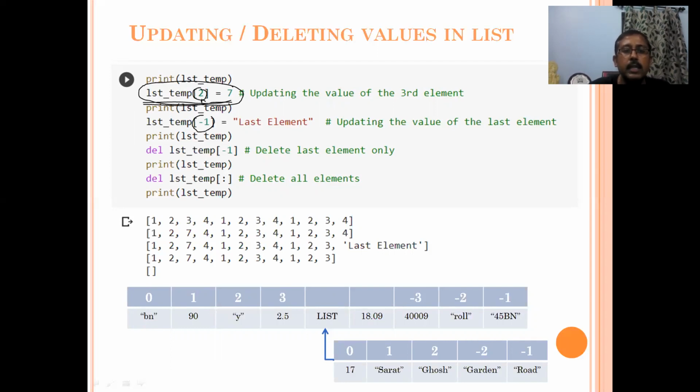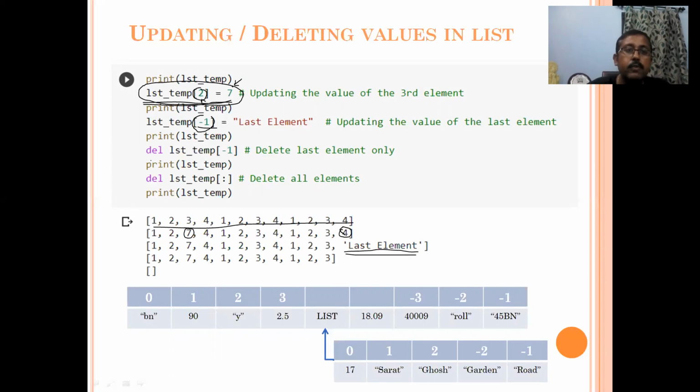Here I have updated the third element of the list and the last element of the list. If you see, this was the original list. Now I just changed the third element with a 7, right? So this is how I had done the update. Then again, I have just replaced the last element, which was a 4 earlier, with a string value. This is also permissible. You can replace an element having a particular data type with another element having a completely different data type. That is possible.